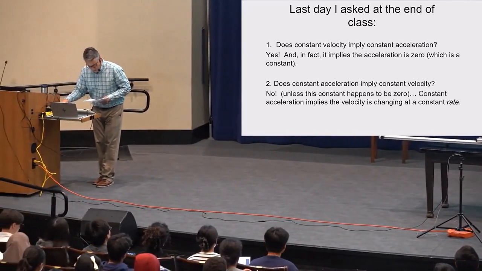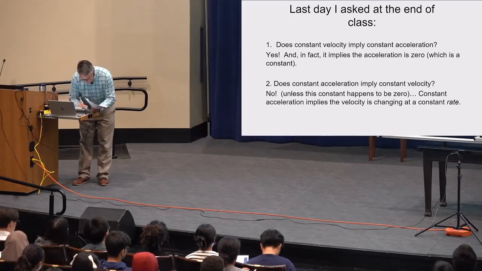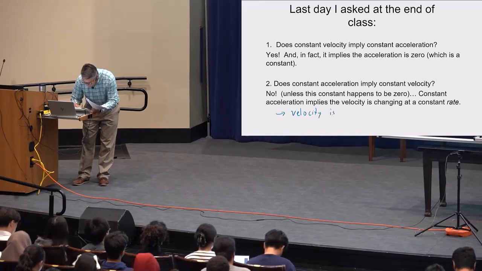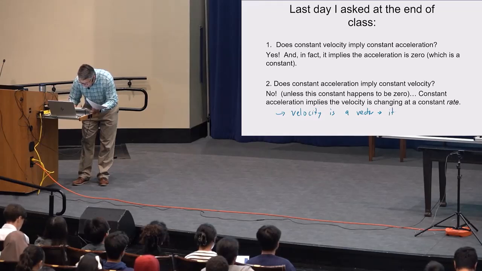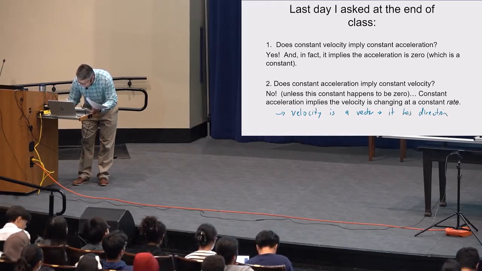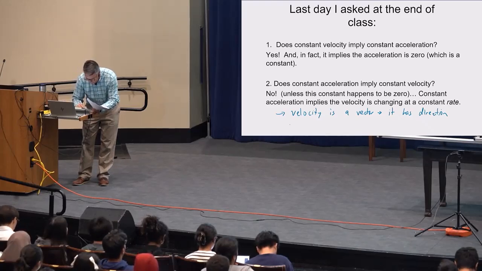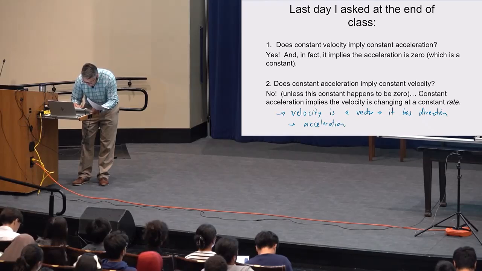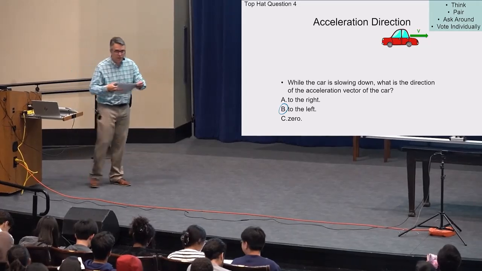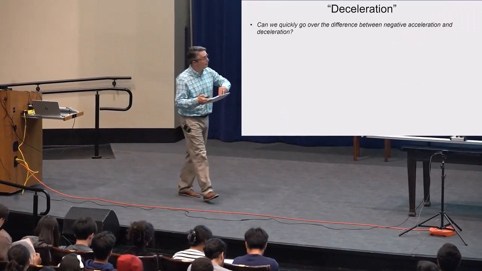So also, velocity is a vector. It has direction. And in one dimension, we specify that direction by giving it a sign, usually. Acceleration is also a vector. Let's try to review this and go over it a little bit better.